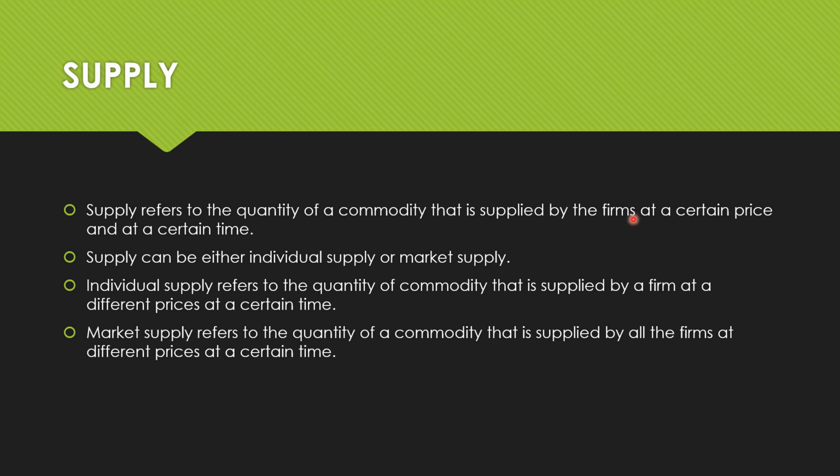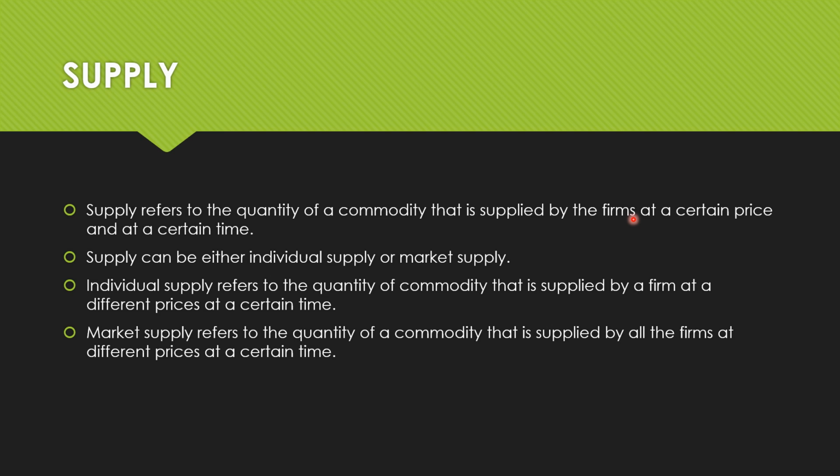So now at present, what we need to know is what supply is. Supply refers to the quantity of a commodity that is supplied by the firm at different prices at a certain time. Now supply can be of two types. One is individual supply. The second one is market supply. Individual supply is with respect to one firm, giving its data regarding how much it is ready to supply at different prices. And market supply refers to the quantity that all the firms together are ready to supply at different prices. This is the main difference.